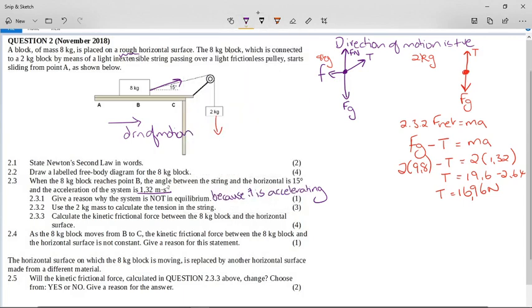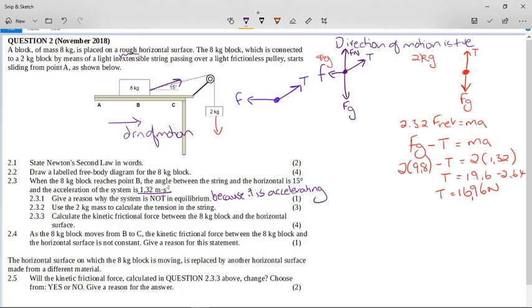Okay, so here is the 8 kilo block, here is the horizontal surface. So we're going to use this force diagram for the 8 kilo block. Now, the problem is, remember when we draw a force diagram, we can only add forces that are in a straight line. So if we look at this block, our friction is going backwards along the table and our tension is going up at an angle. Can we add these two forces?